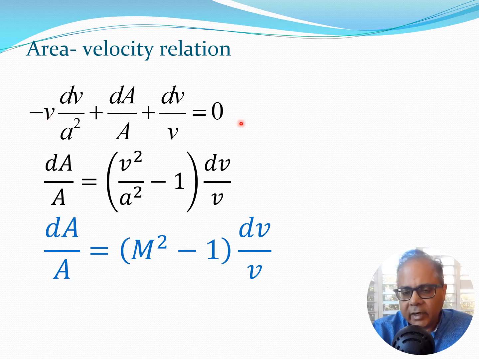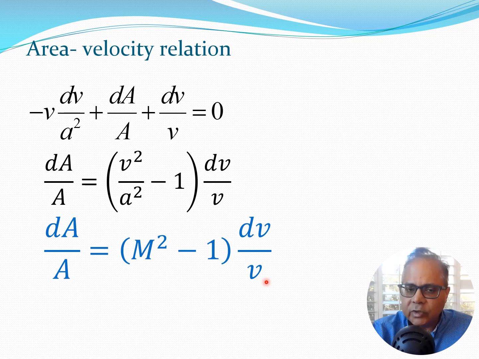So again I write that equation back here, and now what we do is we take dV by V, which is a common term from here, and so I get this part, V square by a square minus 1. So this equation, which is obtained from the previous equation here, expresses this ratio in terms of Mach number. So I can easily get this equation here: dA by A equals M square minus 1 into dV by V.